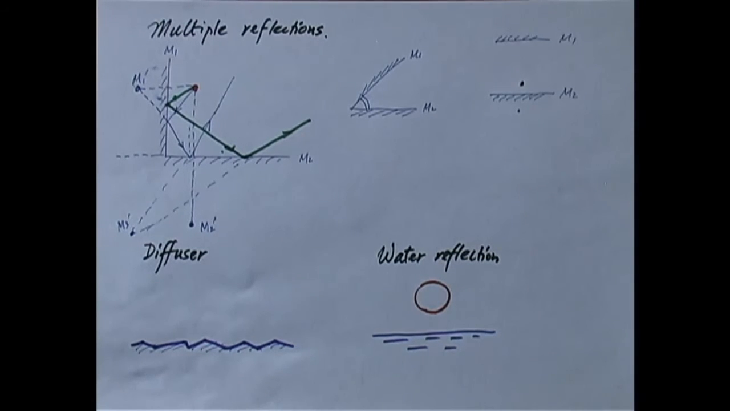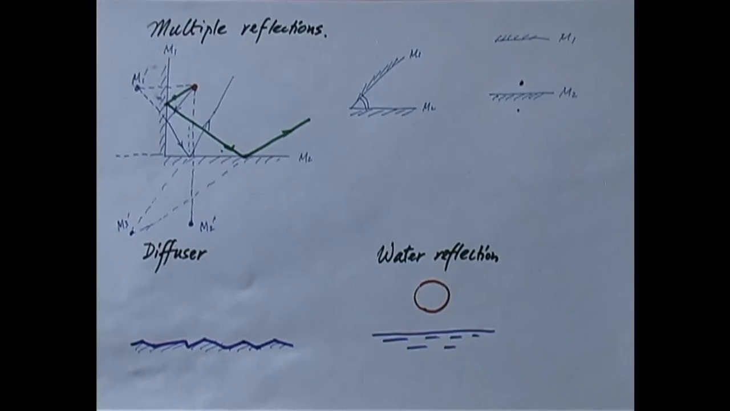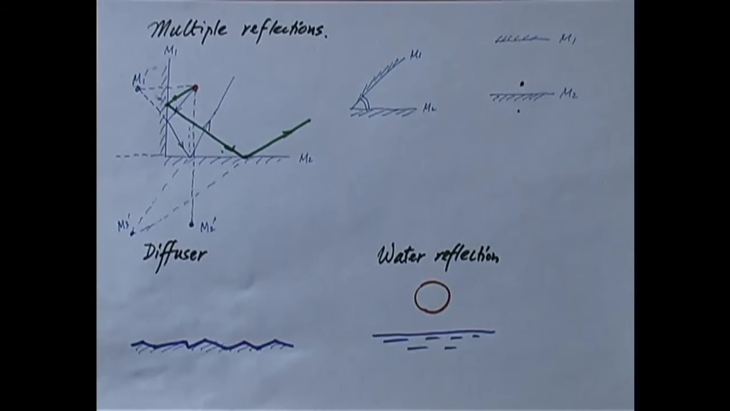And in fact, this can go on and on and on. Of course, the image will become really, really small. You cannot see it. But in principle, you can see an infinite number of images in that case. So that's how we deal with multiple reflections.